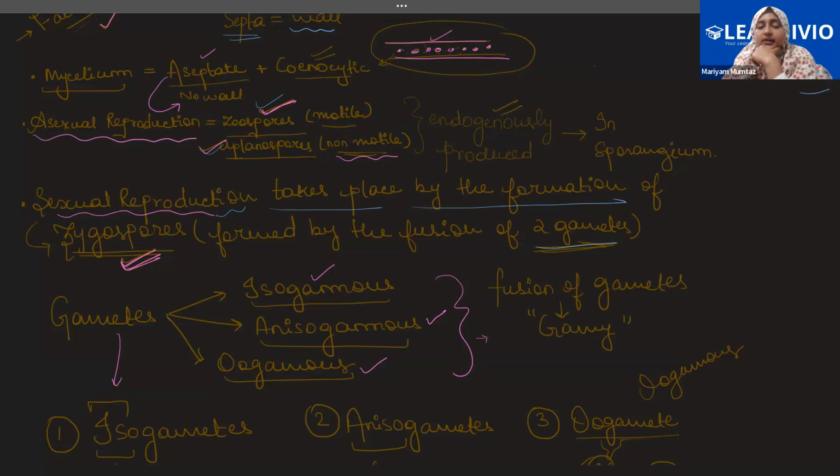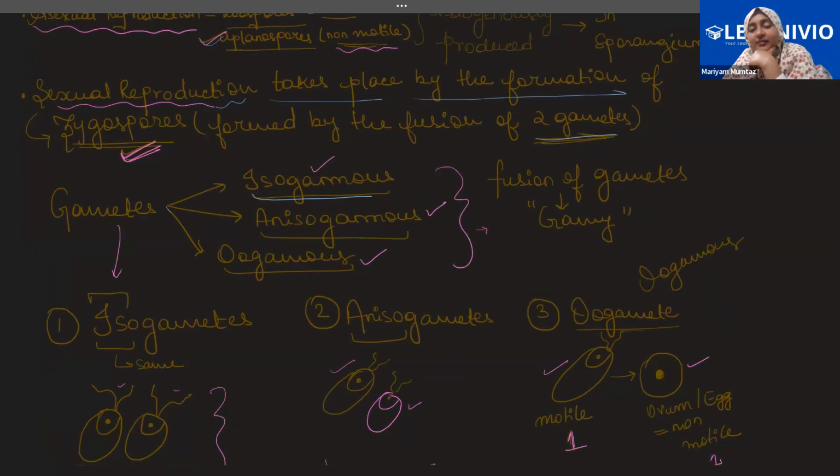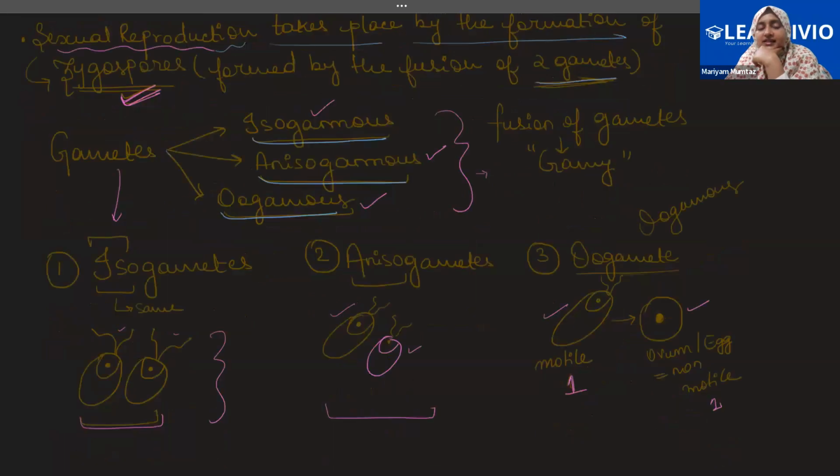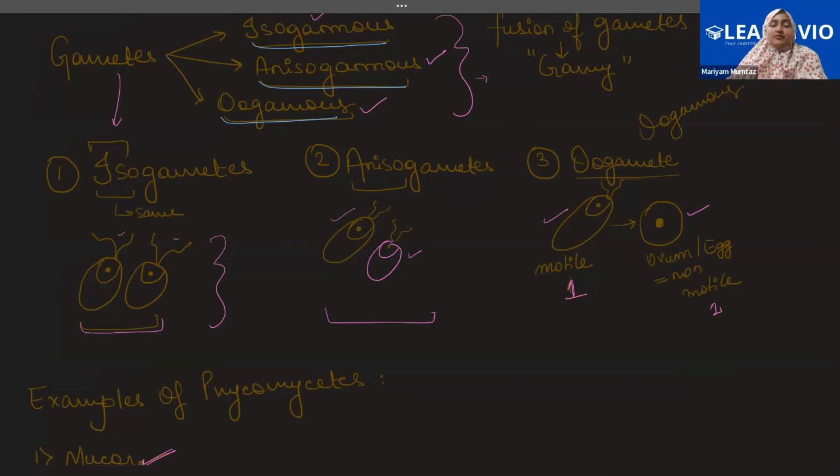Now, talking about the fusion of gametes, there can be different types of gametes. Let's just say it can be isogamous, anisogamous, and oogamous. Now, iso means same. So when the gametes are exactly copies of each other, they look the same, they have the same structure, we'll call that isogamous condition.